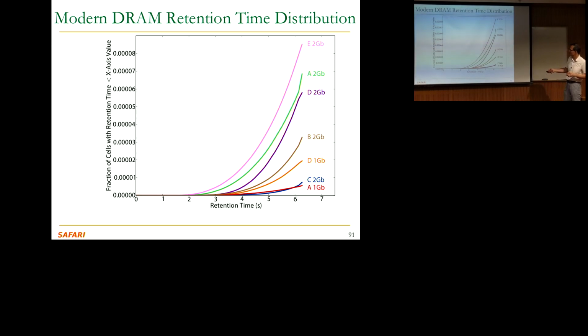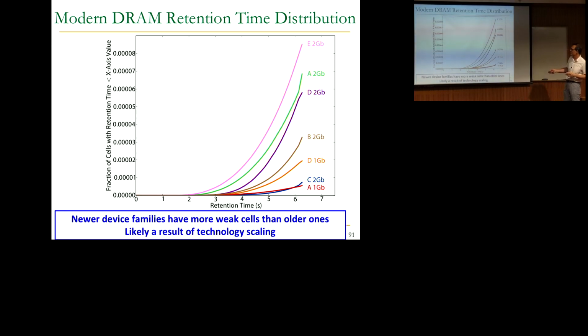Newer device families have more weak cells than older ones. This is likely a result of technology scaling. Let's take a look. This is manufacturer D, an older device family. The retention time curve looks like this. Retention time is on the x-axis, and the fraction of cells with a retention time less than the x value is on the y-axis.